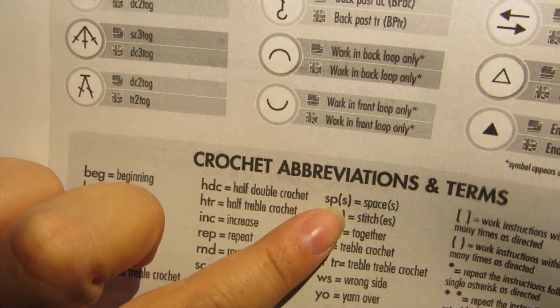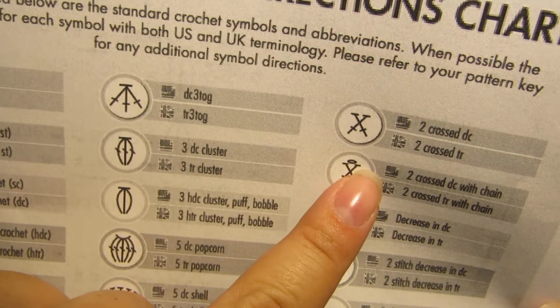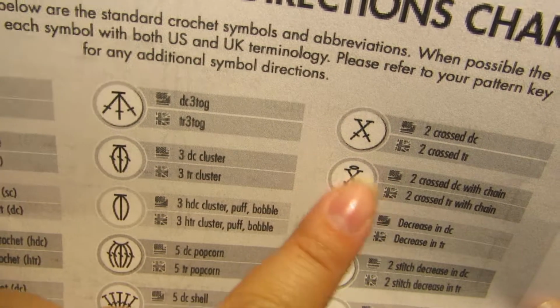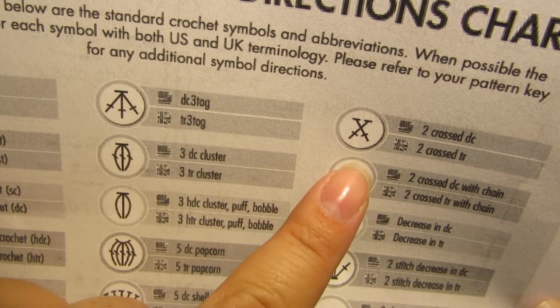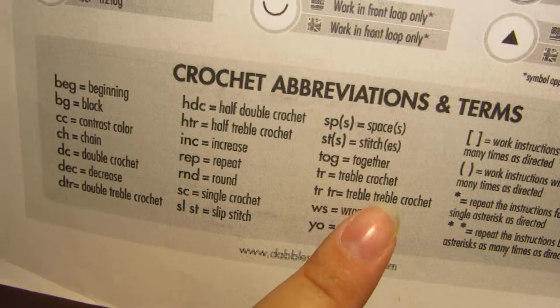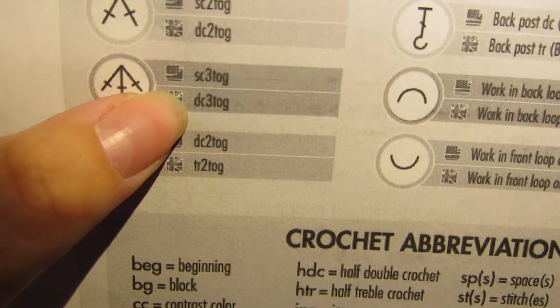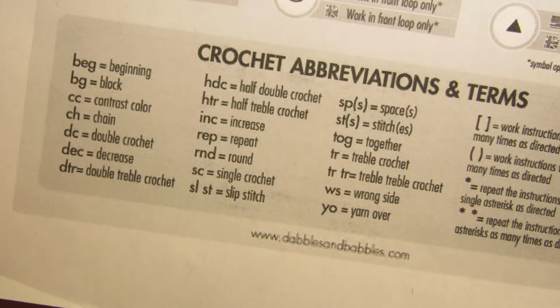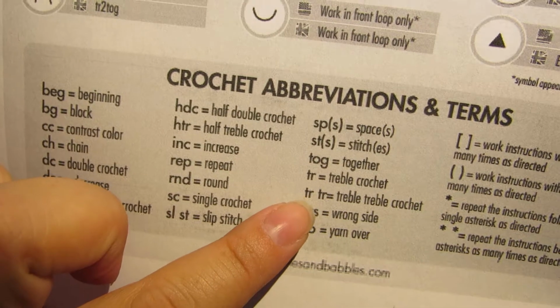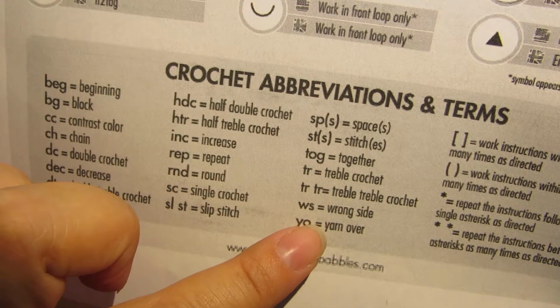So spaces and stitches are different. Let's say you do this right here, this line right here at both ends of the X, those are stitches. This chain 1 is a space. 2 together, you'll see this under 2 together, 3 together, like right here. So that's a decrease usually. Treble, treble, I've actually never really seen that in a pattern before.